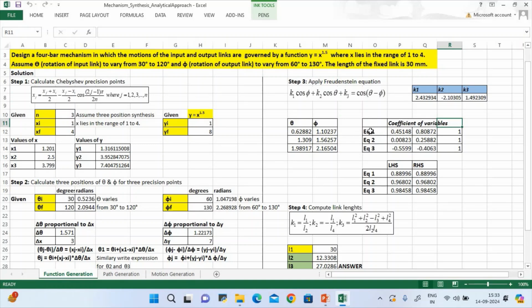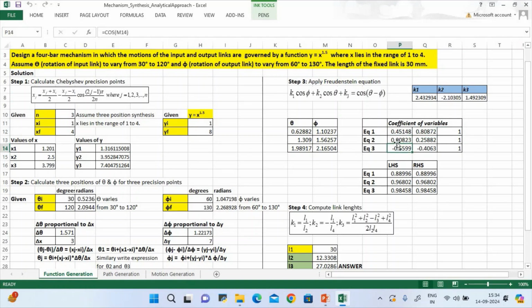Now here we will make basically three rows, equation 1, equation 2, equation 3, and then we are making three columns corresponding to three coefficient of variables, right? So here you can see that this is going to represent the coefficient of the variable k1. This is going to represent the coefficient of variable k2. This is going to represent the coefficient of variable k3. Now the same thing we can apply to equation 2 and equation 3 as well.